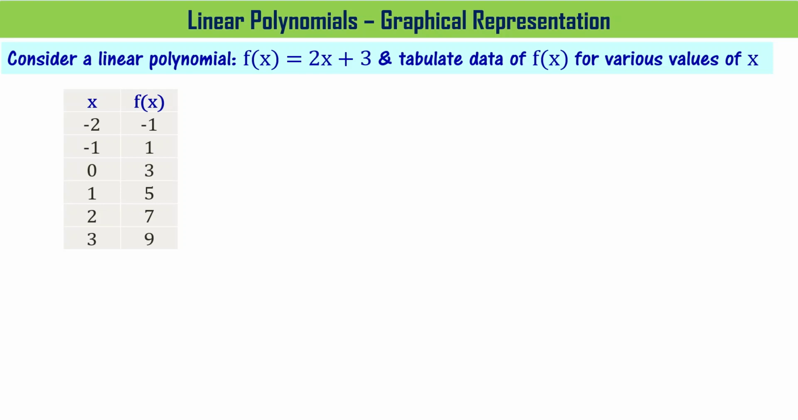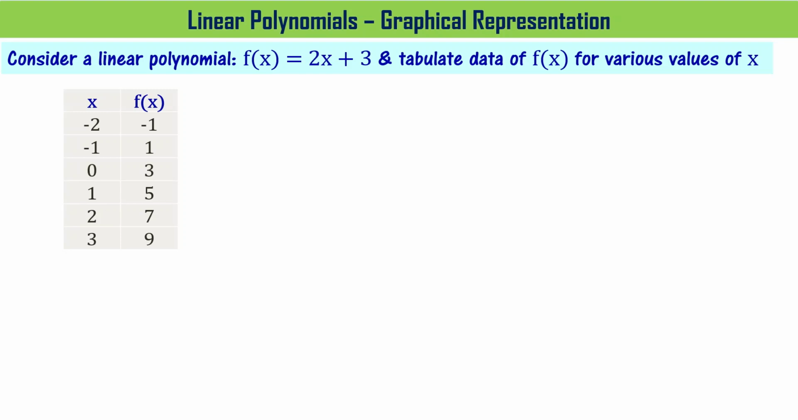When x equal to minus 2, f of x can be written as 2 times minus 2 plus 3, that is equal to minus 1, right? When x equal to minus 1, f of x can be written as f of minus 1, that is equal to 1. F of 0 equal to 3. Similarly, f of 1 equal to 5. F of 2 equal to 7. F of 3 equal to 9.